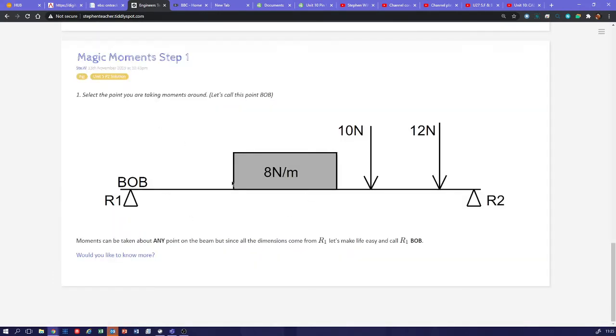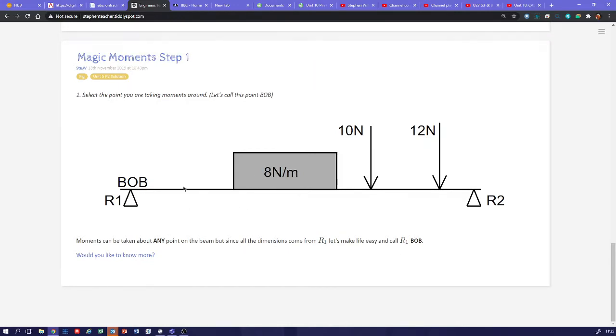So here we've got quite a complex looking beam. We've got a UDL, we've got 2 point loads, and it's not symmetrical. So moments can be taken about any point on the beam, but since all the dimensions come from R1, let's make life easy and call R1 Bob.